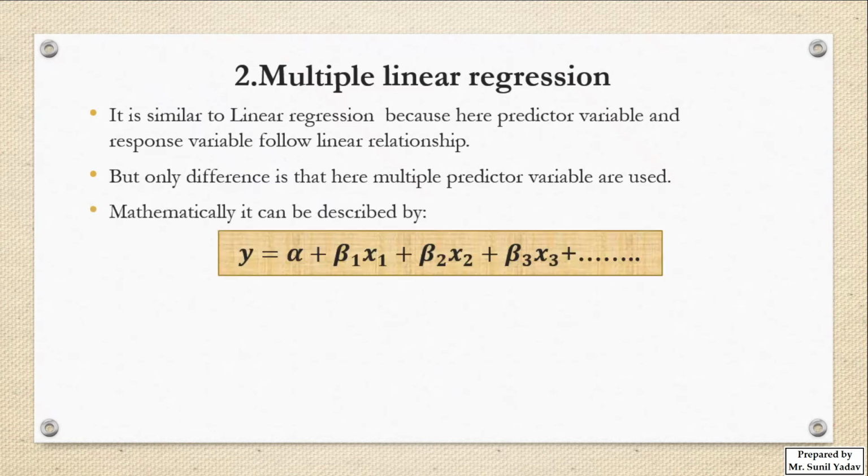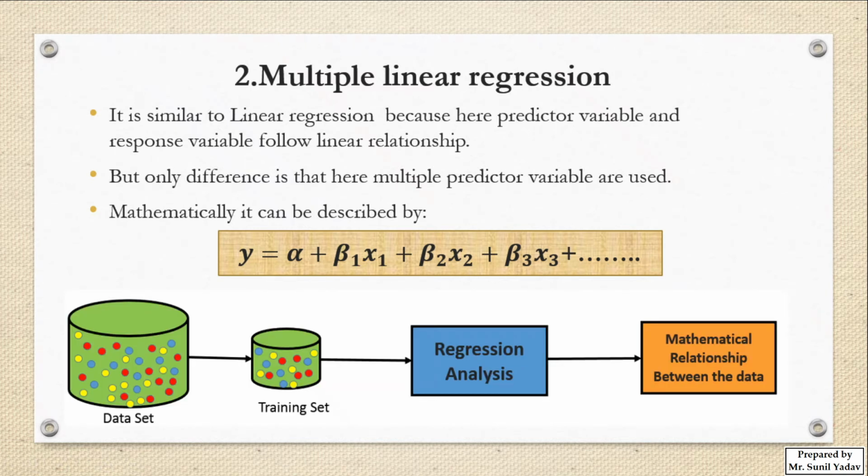And if you see the mathematical relationship, it will be something like this: y equal to alpha plus beta 1 x1, beta 2 x2, beta 3 x3, or if you want you can go up to x4 or x6 also. So here only the format is given, and this is a general regression process.